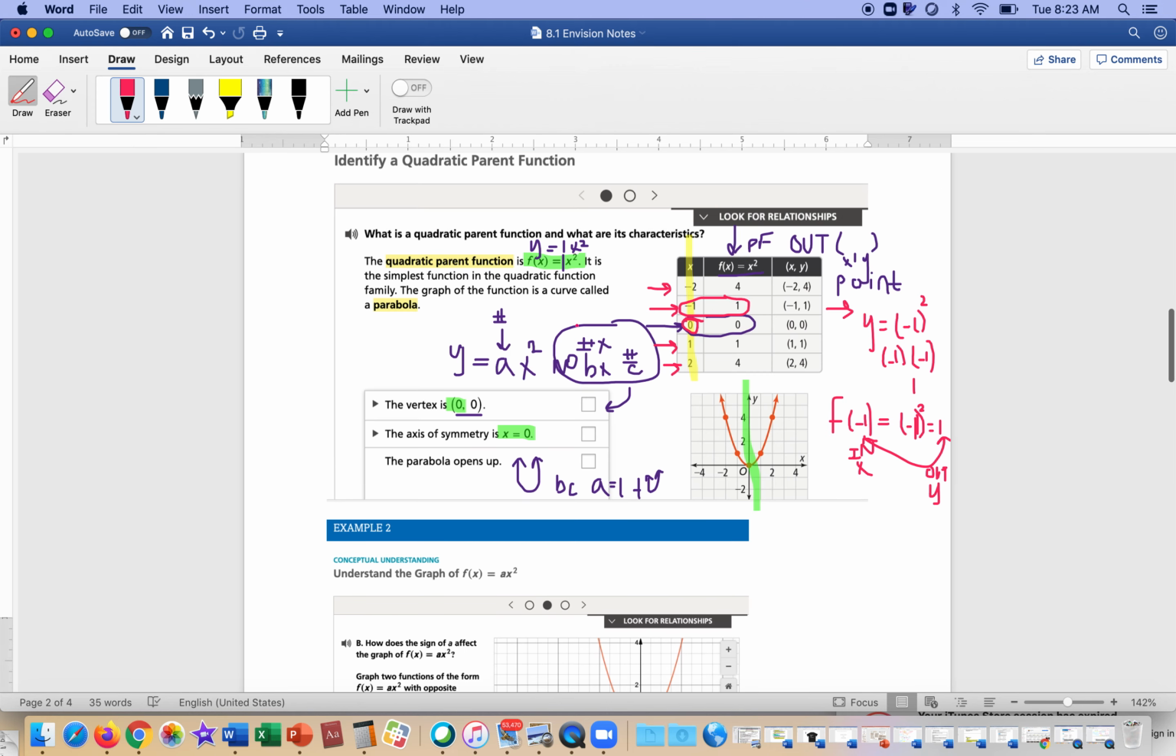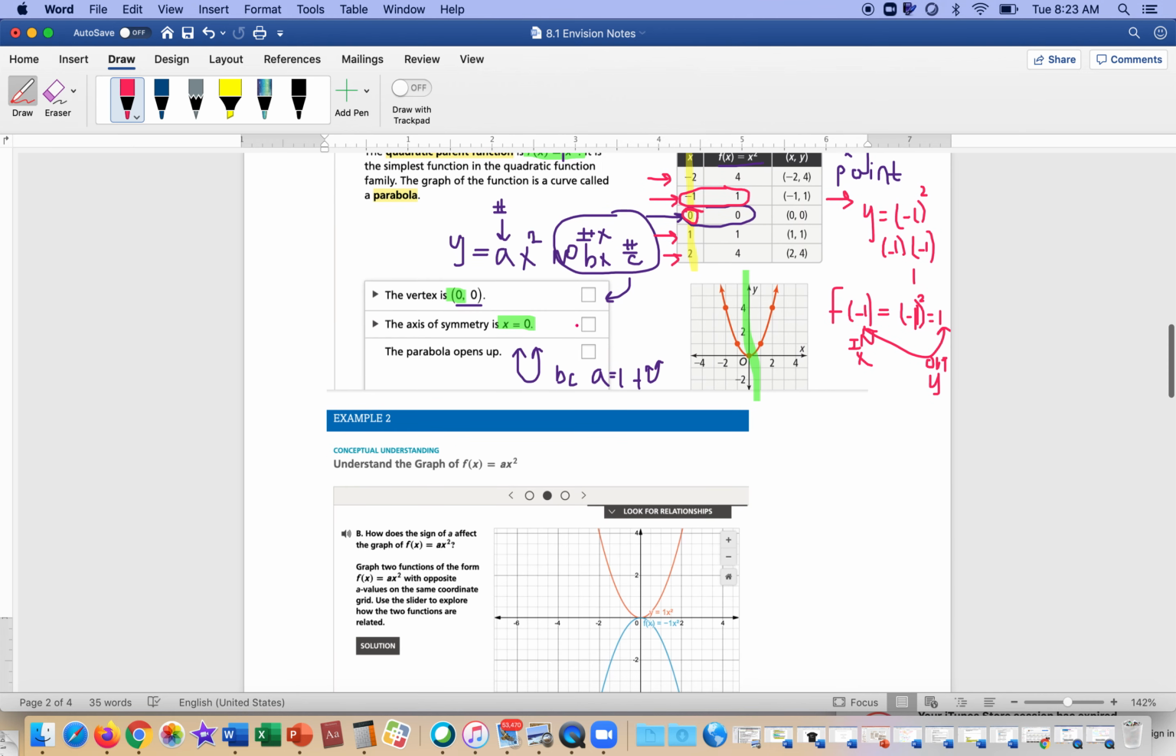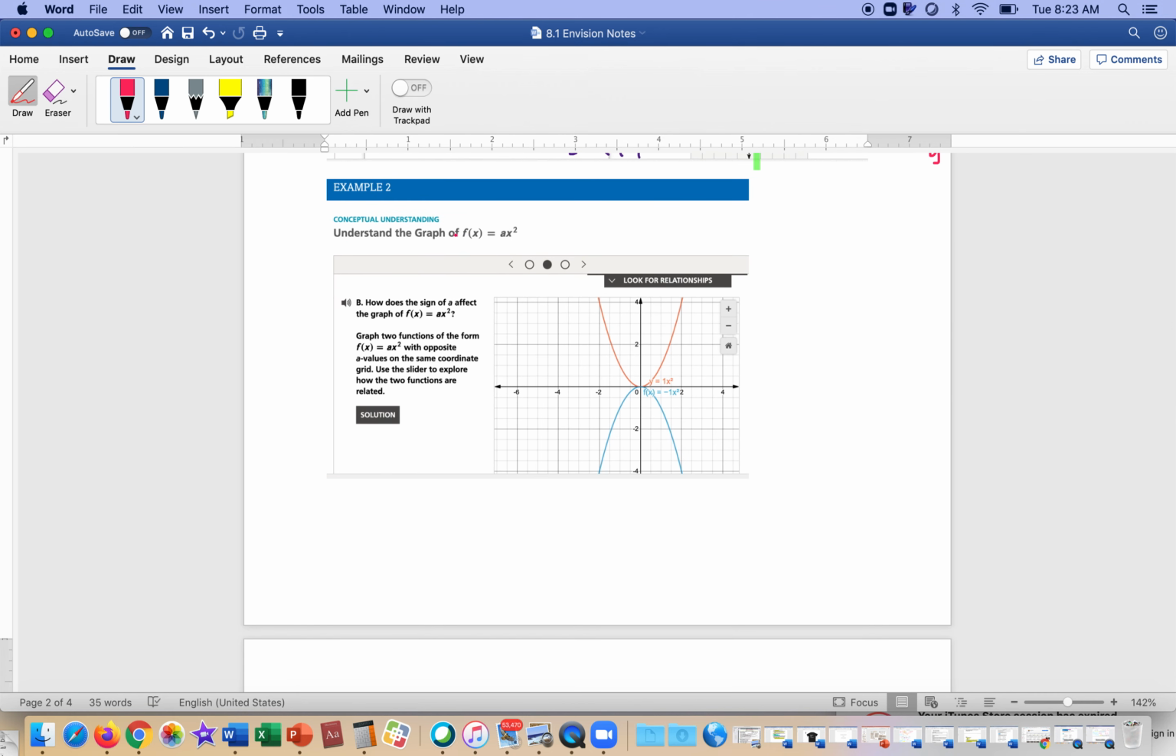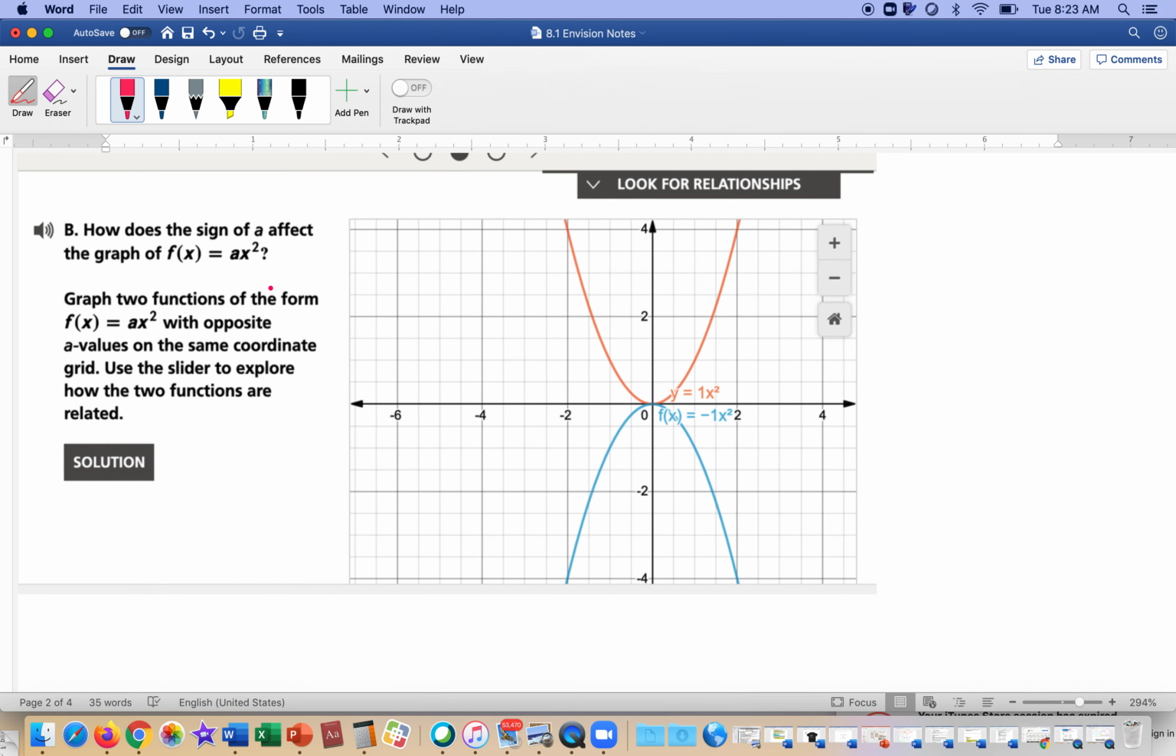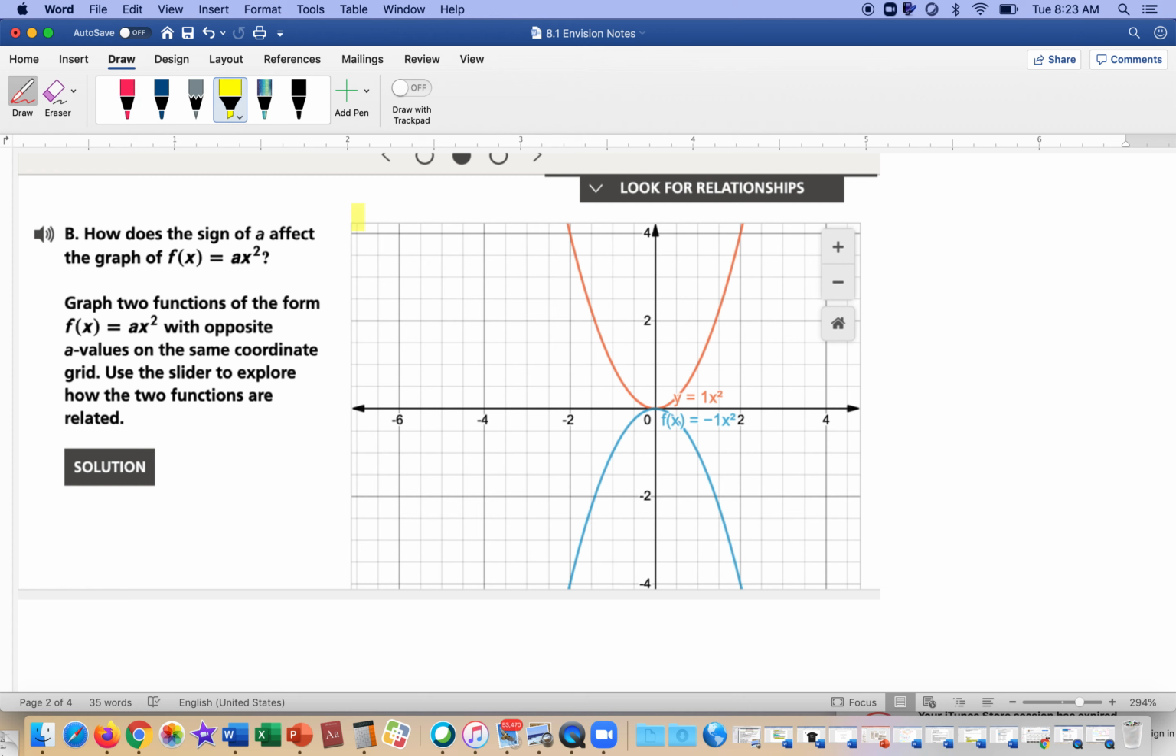Okay, now let's look here at example 2. If we look at example 2, understanding the graph of y equals ax squared in general, how does the sign affect the graph? So graph the 2 and look at the opposite. So this is kind of what we've been talking about, right? Make this a little bit bigger. So if we look at the top one, y equals 1x squared, we know that because a is positive, right, a is 1, we know that our graph is going to open up.